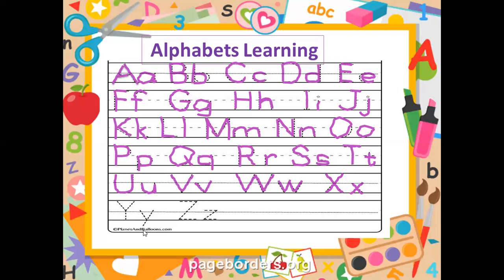After X, our next letter is Y. How will you write the letter Y? A slanting line from top to the middle, another slanting line from top to the middle, and then from middle to the bottom, draw a small standing line. Okay.